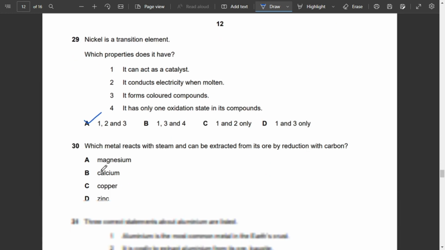Moving on to MCQ number 30. Which metal reacts with steam and can be extracted from its ore by reduction with carbon? For this, we need to look into the processes that we have gone through, and the answer is zinc, because here we're talking about reduction with carbon and reaction with steam. Its answer is zinc for sure. You must have gone through all this in the extraction chapter.